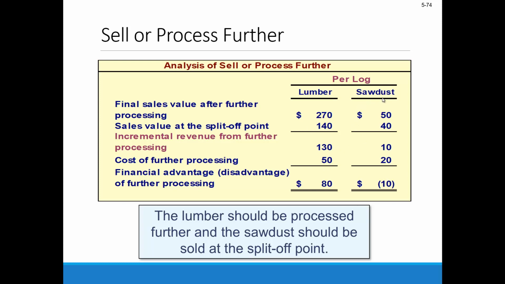Let's look at the sawdust potential product then instead. So that sales value after further processing into the presto logs was $50. Sales value of the raw sawdust was $40, so we've got incremental revenue of just $10. And it would cost us $20 to do that processing, to turn the sawdust into the presto logs. So our potential financial disadvantage on that side is $10. So all things equal, and again assuming we have demand for those particular products, we would want to process the lumber further into finished lumber, and we would want to sell the sawdust at split off point as the raw sawdust. We would not want to process that into the presto logs.